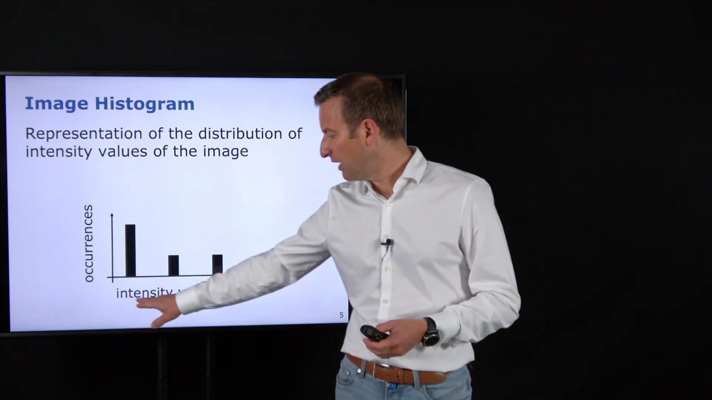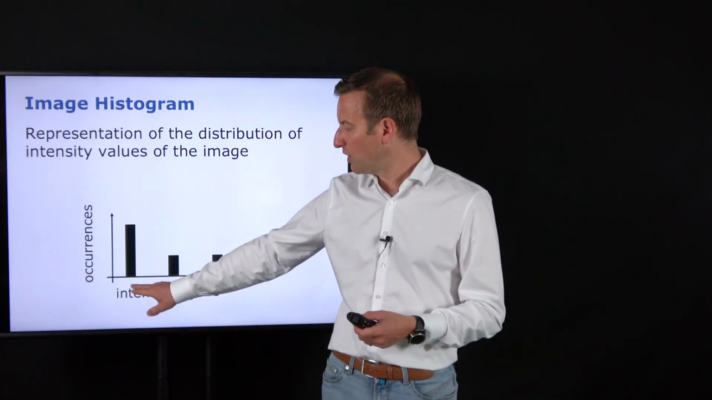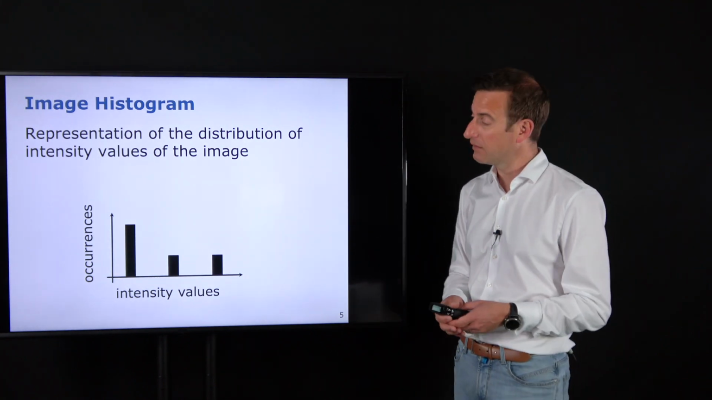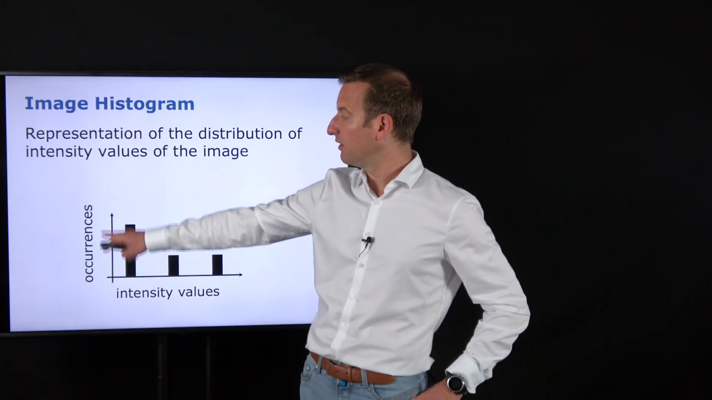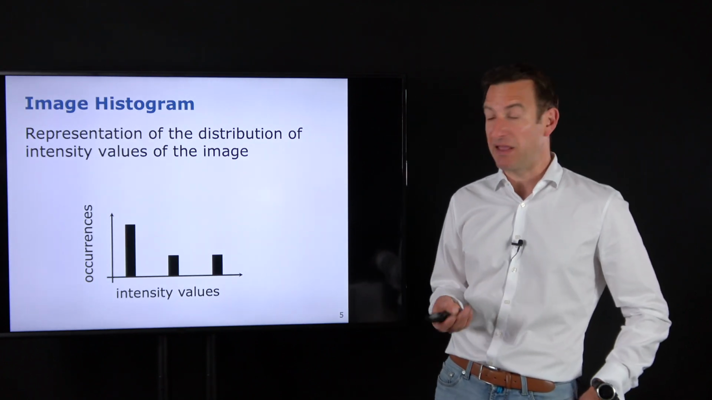And again, so the x-axis turns into the possible intensity values. So 0, 1, 2, 3, 4, 5, and so on until we reach 255. And the y-axis again is the occurrences. So for example, how often does a black pixel appear?